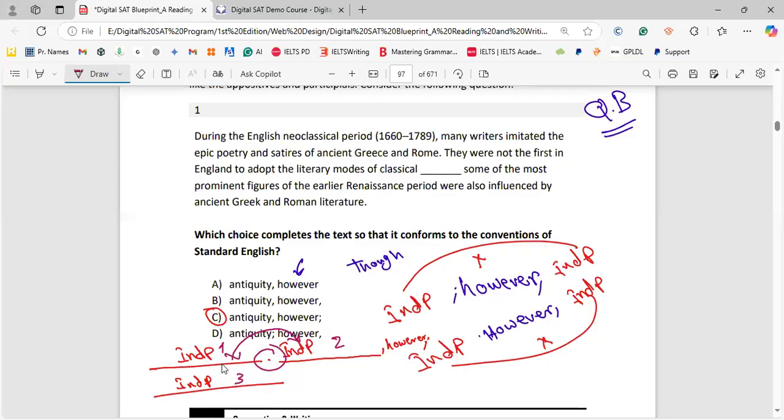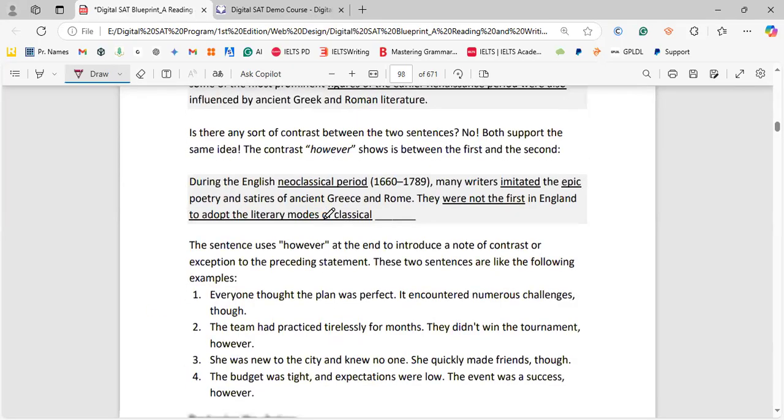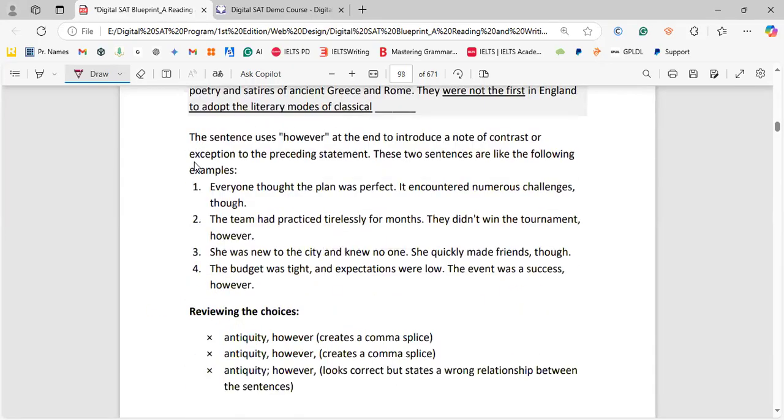Okay. "However" can be at the end of the second sentence to indicate that there's a contradiction between one and two. Okay. This is a less common organization, but this is one of the SAT tricks. To make this clear, read these sentences, please. And by the way, a lot of you are using that organization, but in spoken English, not written English.